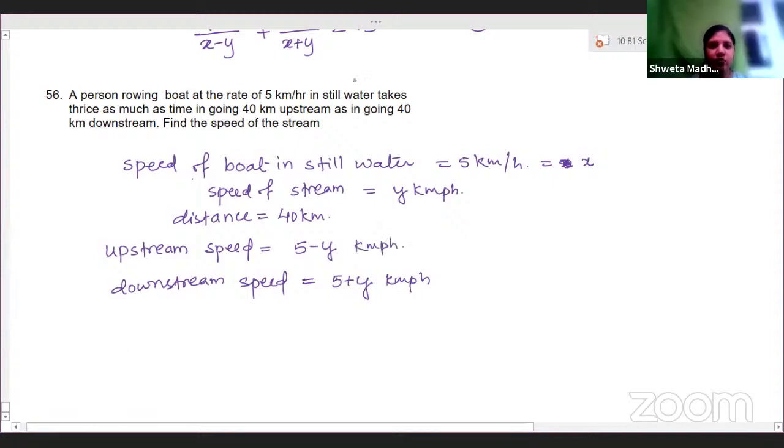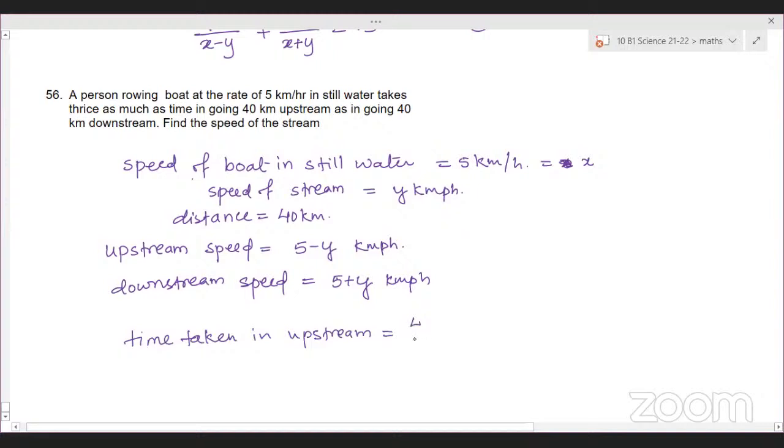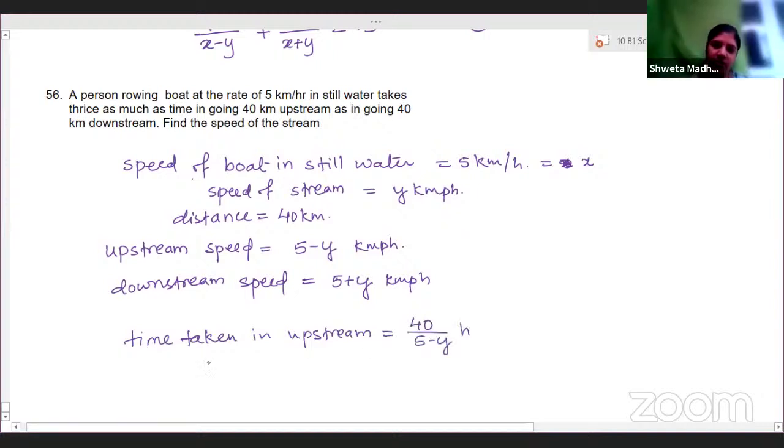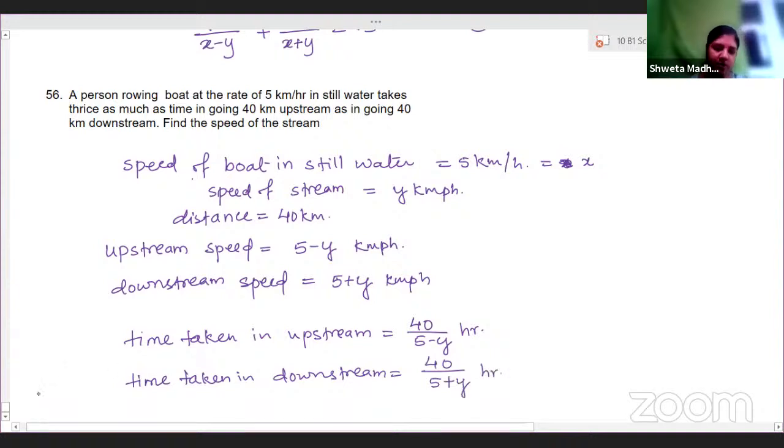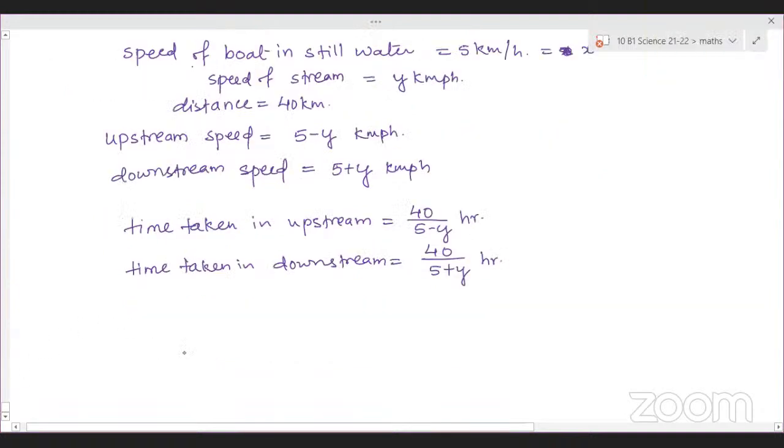Then time taken, what they have given: time taken upstream is 3 times the time taken downstream. So time taken upstream is equal to 40 by 5 minus y hours. And time taken downstream is 40 by 5 plus y, and this is also in hours.